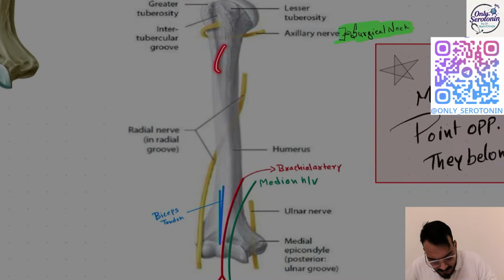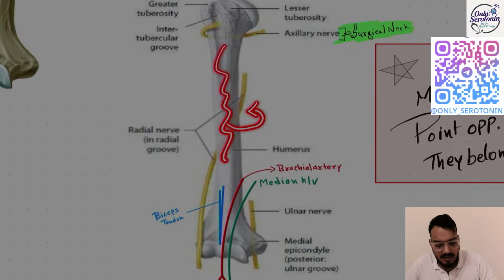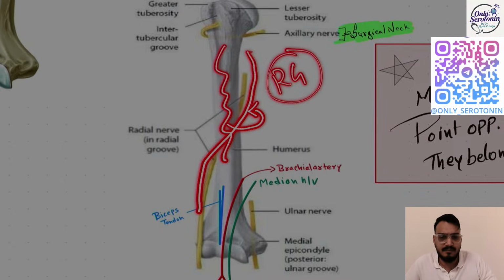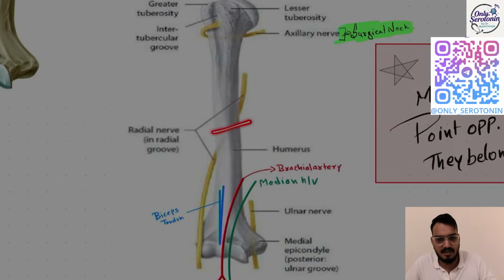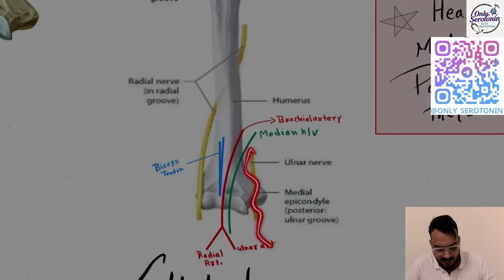If the shaft of the humerus is fractured, we have studied that on the posterior side we have the radial groove. From the radial groove, my radial nerve passes behind the humerus. So if the shaft of the humerus fractures, the sharp points of the broken bone can damage the radial nerve. If it is fractured at the medial epicondyle, it is your ulnar nerve.